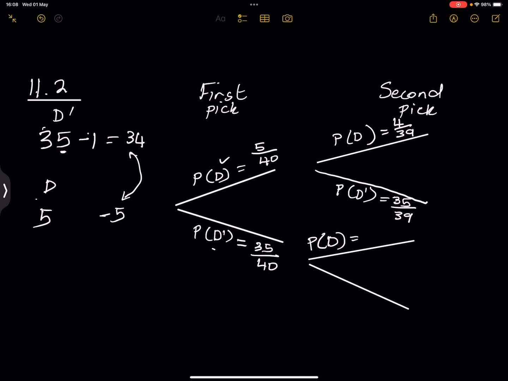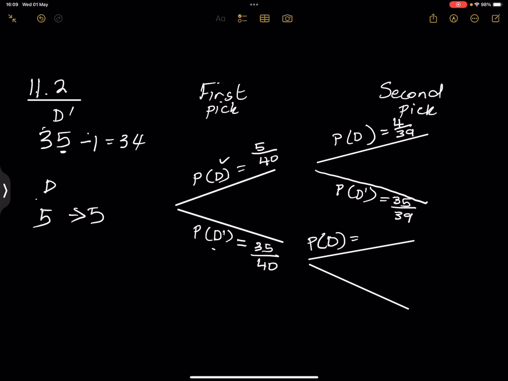So for the defective ones, let's start all over again. If in my first pick, I picked one that is not defective, right? So that would be -1. So I've got 34 that are left. I still have 5 of that, right? So I still have the 5 of the ones that are defective.